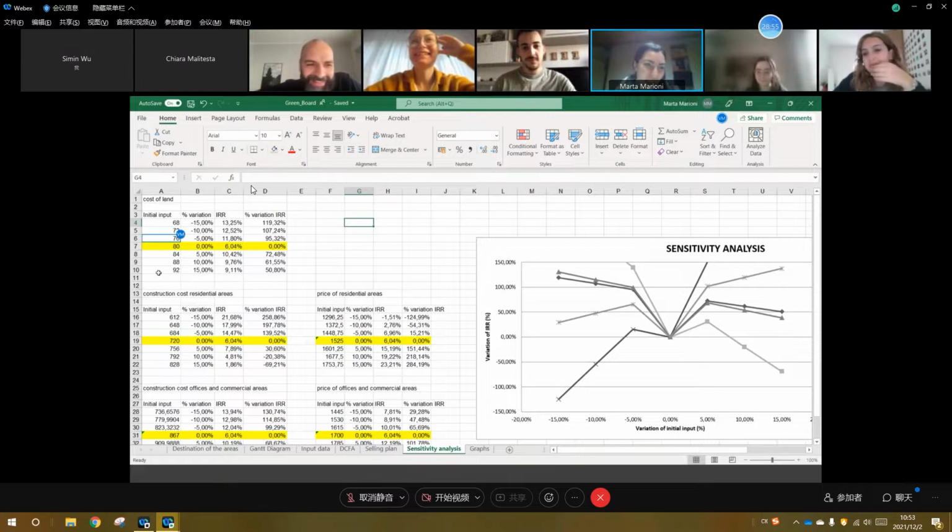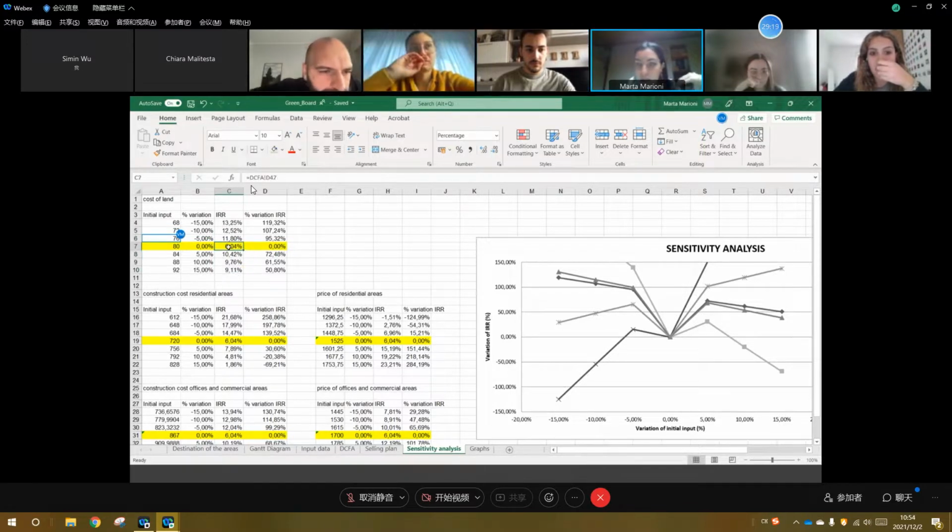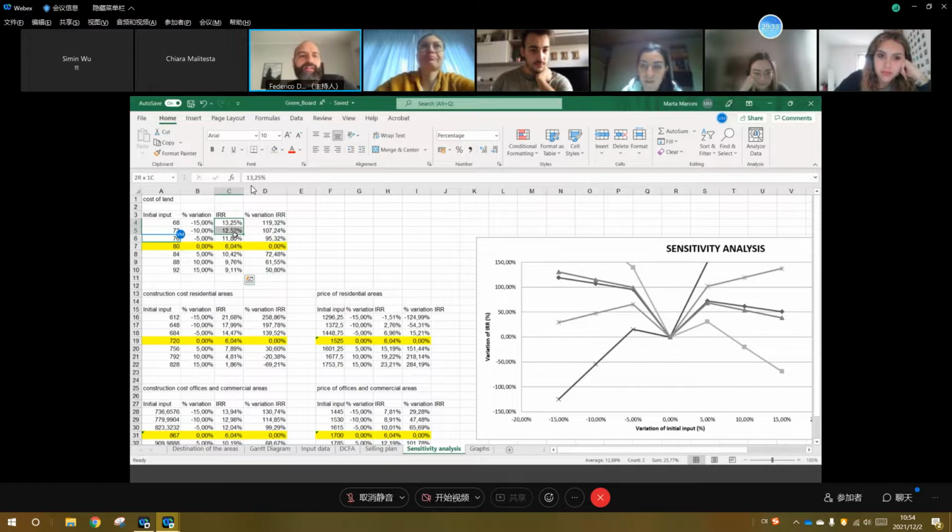Yes, so we followed the lecture and the presentation, and we changed the internal rate of return. But I think we missed a step to change the others, because by changing just the yellow one, we only changed these ones here, but the others stay the same. I know this is wrong, but I don't know how to fix it.